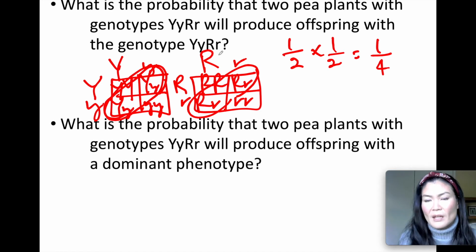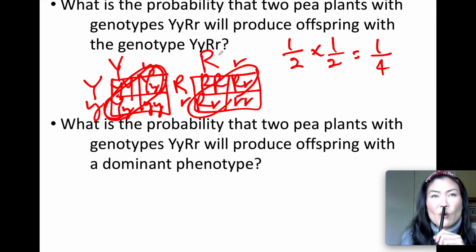Okay, so the probability of them having a kid with big Y, little y, big R, little r is going to be 1/4. And if I go back to that big Punnett square, I believe it's 4 out of 16. I think it's 4 out of 16. That is big Y, little y, big R, little r. And 4 out of 16, if you reduce it, is 1/4.